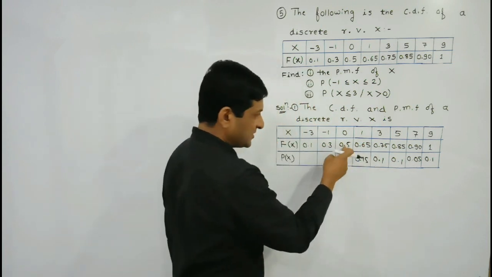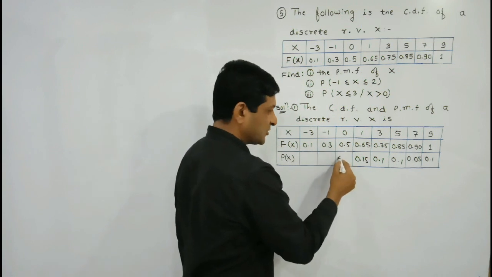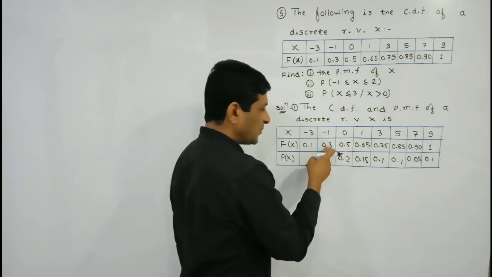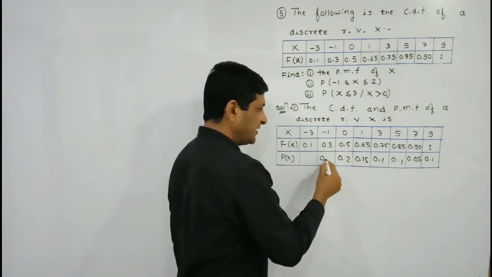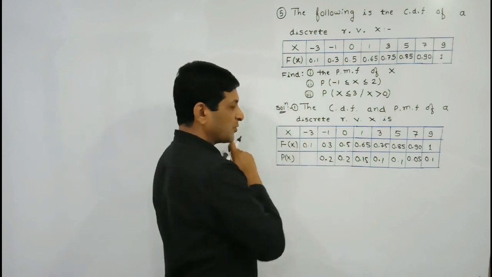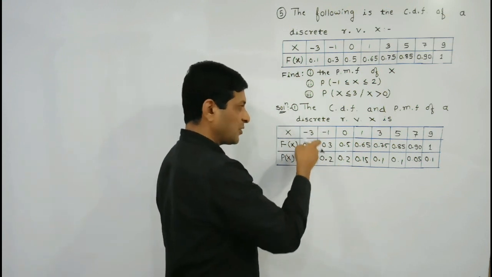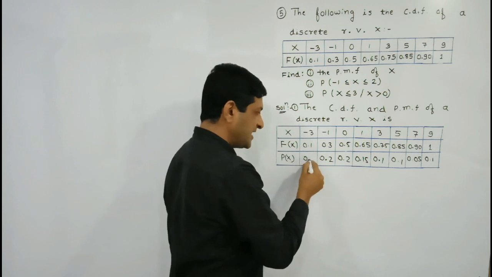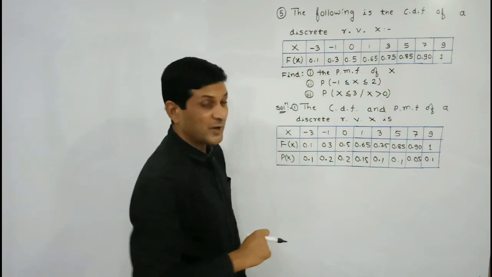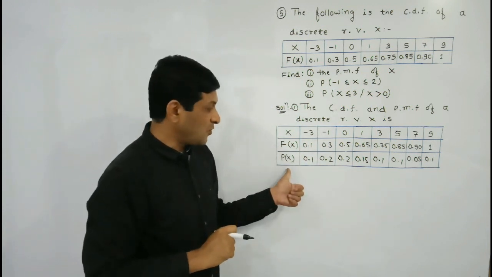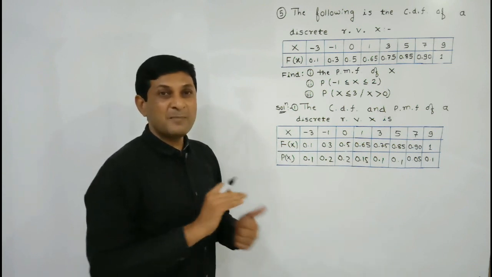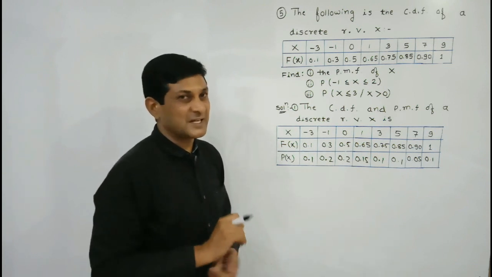Here observe that this difference means 0.5 minus 0.3 is 0.2. 0.3 minus 0.1 is 0.2. And before this there is no probability at all, so the addition of probabilities up to here, the value we get here is 0.1. In this way we have got the probability mass function, means our first required value.